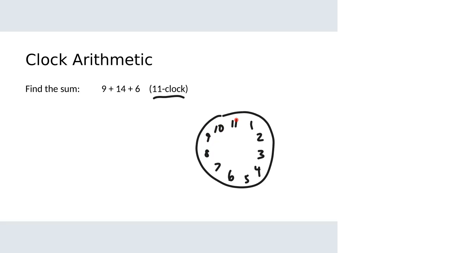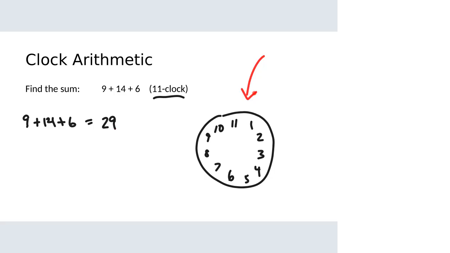If I wanted to add 9 plus 14 plus 6, one way I could do that is count around this clock until I got there. Another way that most of you probably did was just do 9 plus 14 plus 6 and see what you come up with. That's 29. The problem is 29 can't be our answer because when I look at my 11 clock, 29 is not on there.